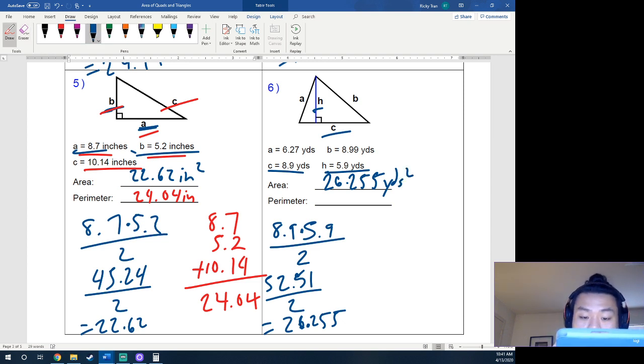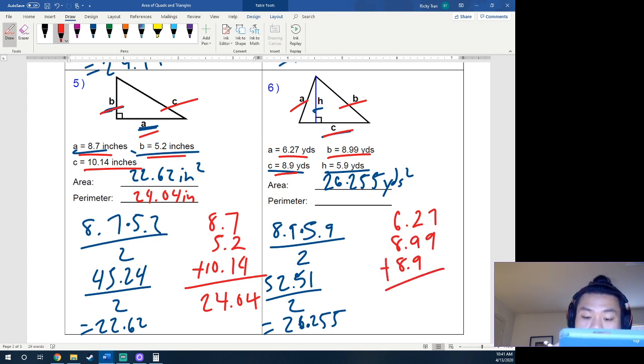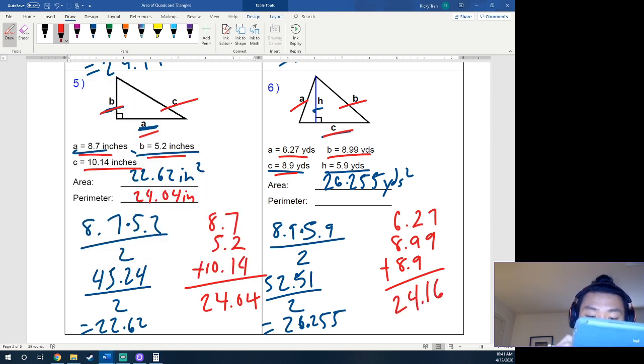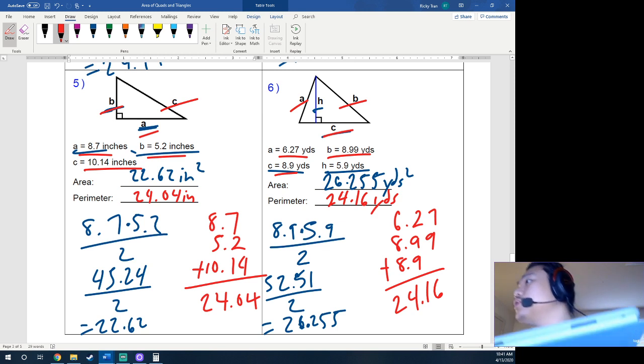Yards squared. Then add all your sides. A plus B plus C. 6.27, 8.99, and 8.9. Add all these together. So 6.27 plus 8.99 plus 8.9, or 24.16. Okay, 24.16 yards. And that's it for today's lesson.